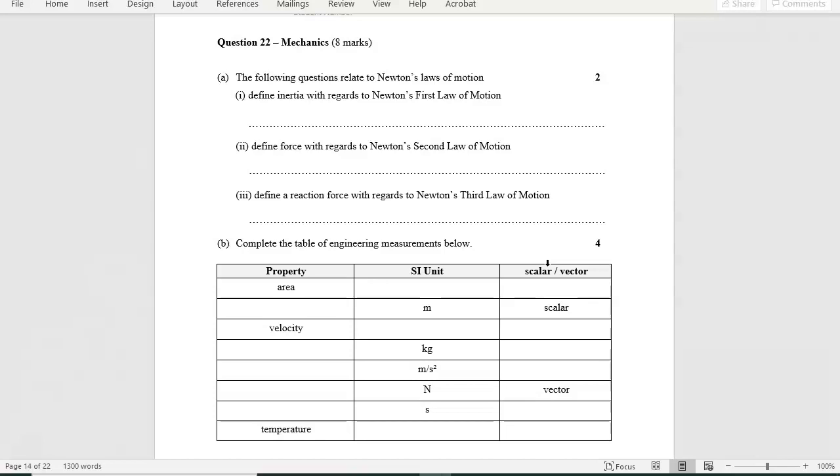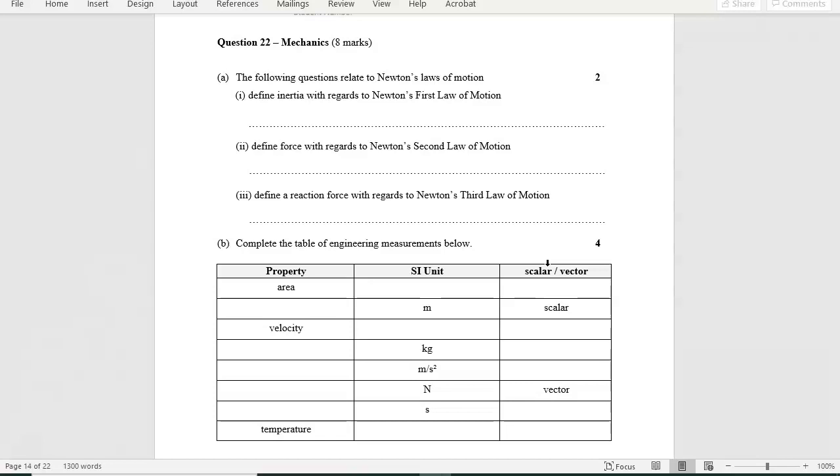Define force: F equals ma, I'll give it to you. Right? Force equals mass times acceleration, I'll give it to you. Define a reaction force. So if you wrote for every action there is an equal and opposite reaction, I'll give that to you. Now, reactions, obviously, I give different definitions in the book, but that is such a common answer that I'm pointing that out as equal and opposite reaction. I'm going to give that to you.